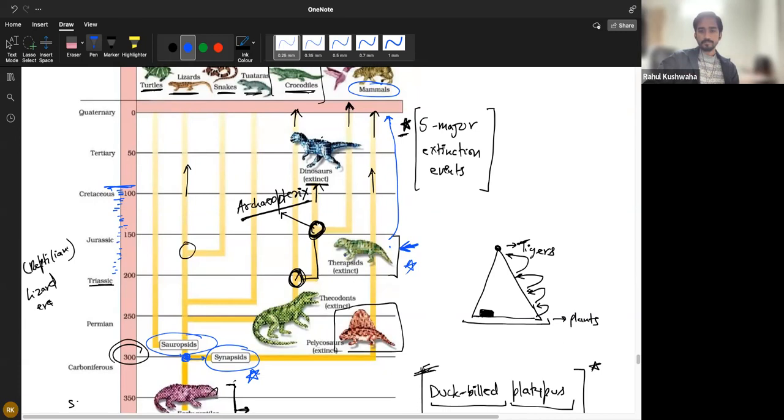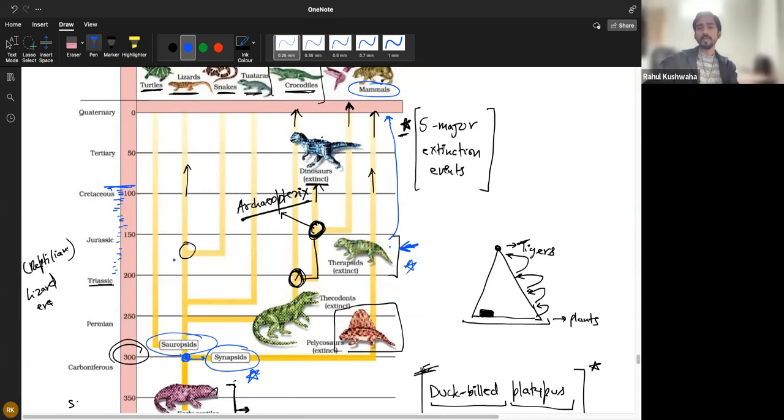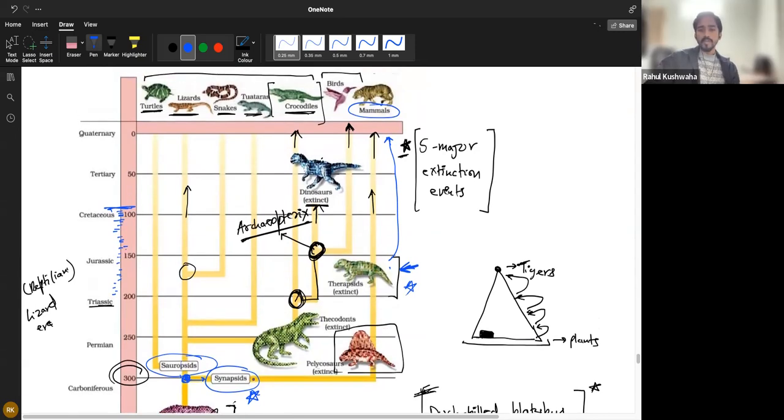Is it clear? Yes, sir. And then sauropsids diverged into multiple things. So synapsids gave rise to mammals very late. And let me tell you an interesting thing about evolution that we have evidence for now.